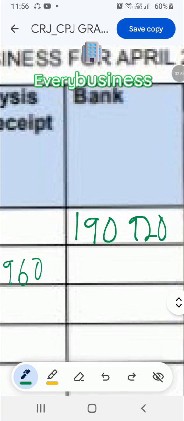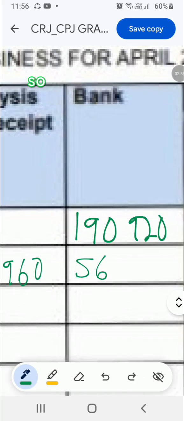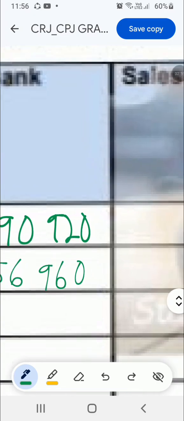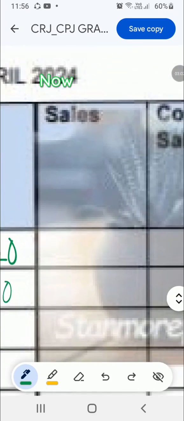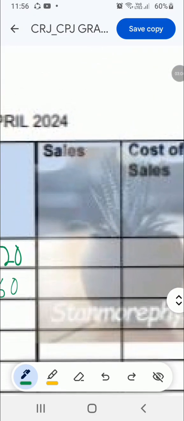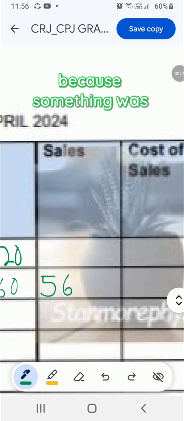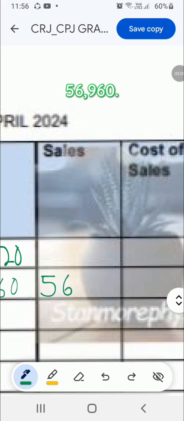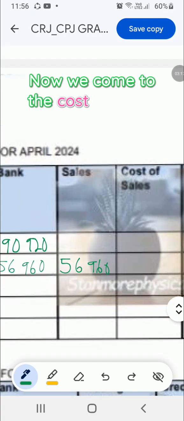Also, every business has a business account, so it has to go to the bank eventually. Now we have sales, because something was sold. 56,960. Now we come to the cost of sales.